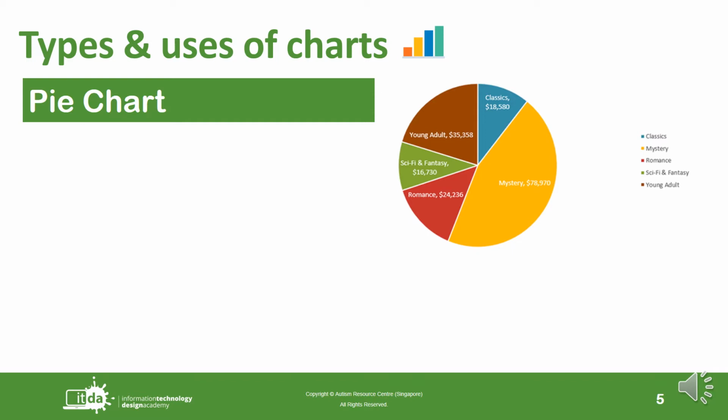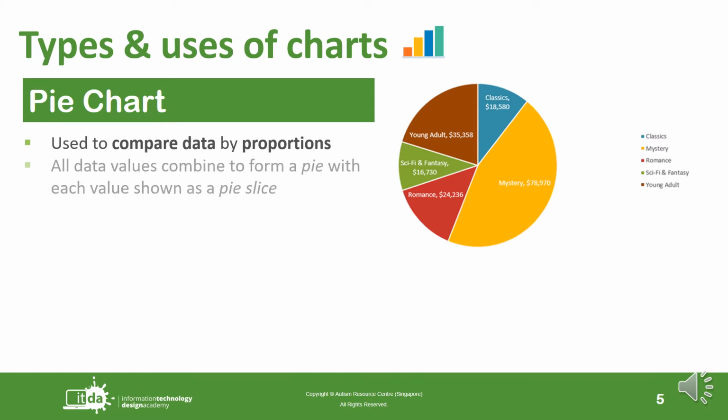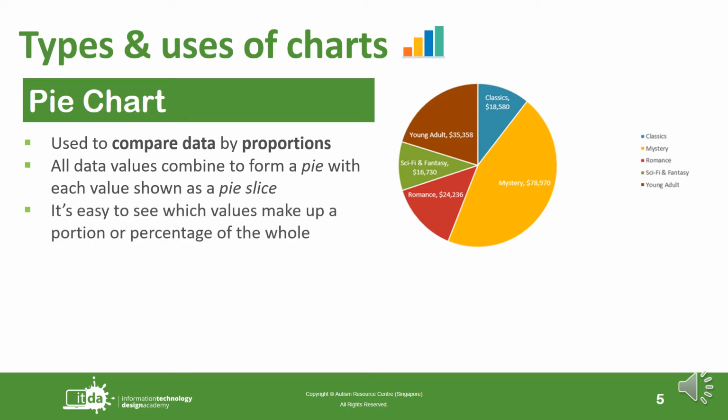So this is a pie chart. And yes, you've guessed it. From the top-down view, it does look like a pie that's sliced. So a pie chart is often used to compare data by proportions. All your data values combine to form a pie, with each value shown as a slice of the pie. It's easy to see which values make up a portion or percentage of the whole when arranged this way.